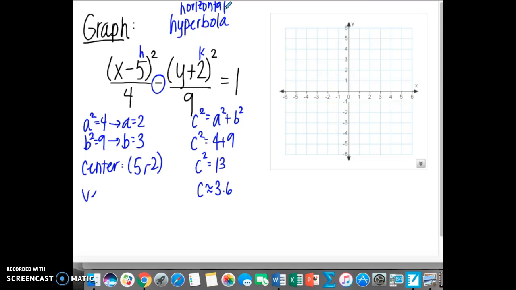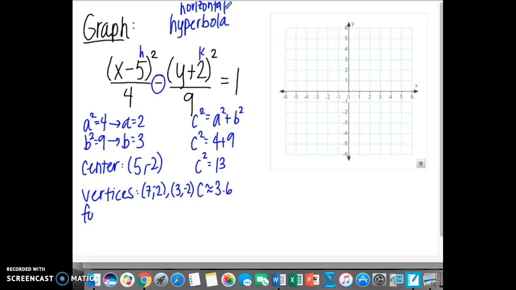So now we can tell our vertices right away. Our vertices will be the center plus or minus the 2 value, in the x spot. So we have to take our center and add 2 and subtract 2 from the x spot. So 5 plus 2 would give us (7, −2), and 5 minus 2 would give us (3, −2).